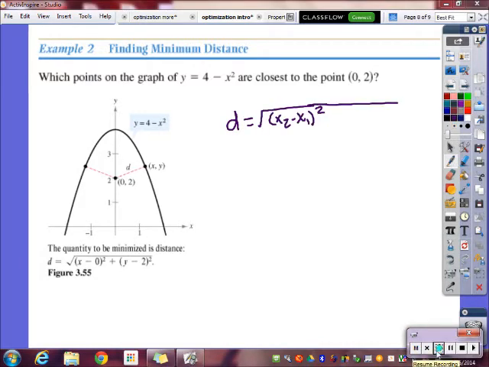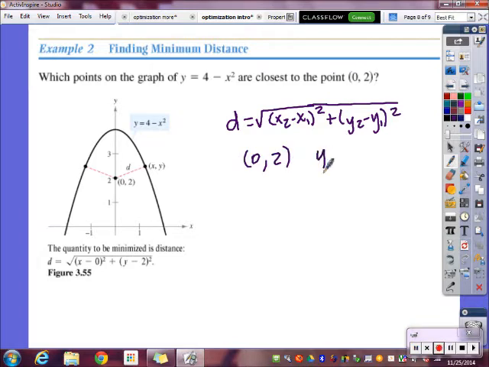The distance formula is the square root of (x2 minus x1) all squared plus (y2 minus y1) all squared. What we have here is the point (0, 2) and the curve y equals 4 minus x squared. So this point would be my x1, y1, and then this equation I will use in my distance formula.